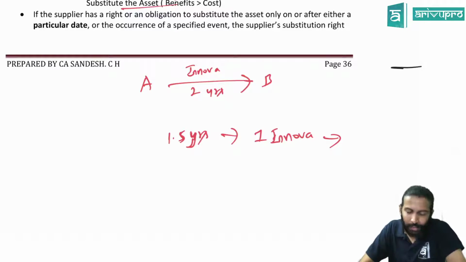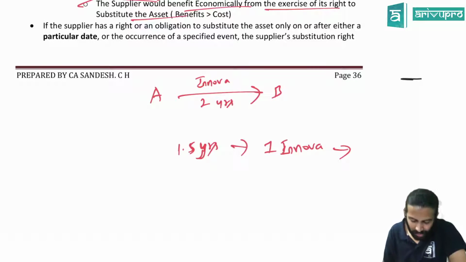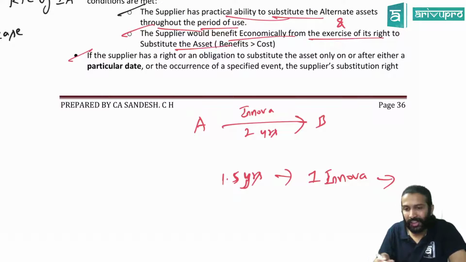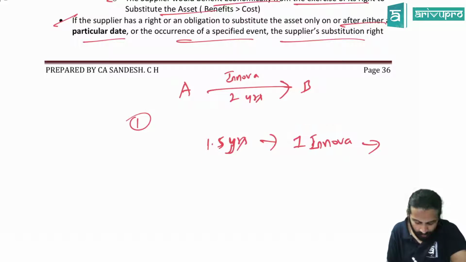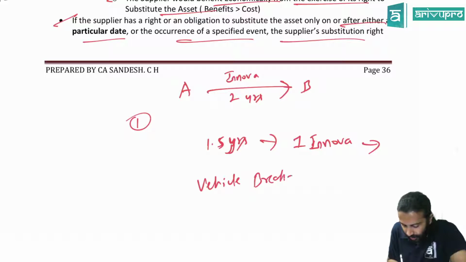Now can we say B Limited has SSR? No. B Limited still does not have SSR. So replacing the asset, provided certain conditions get triggered, like after a particular date or on occurrence of a specified event, does not mean the supplier has SSR. Meaning, here what occurred? One event occurred. What event? The vehicle broke down.